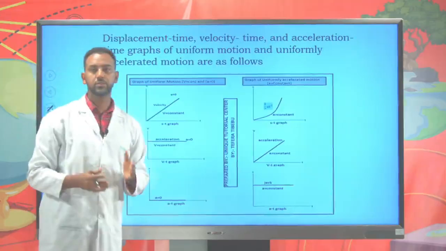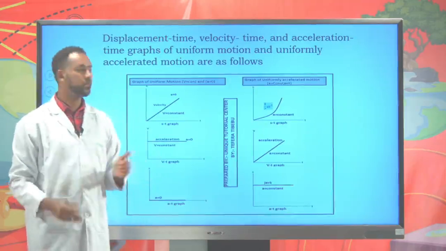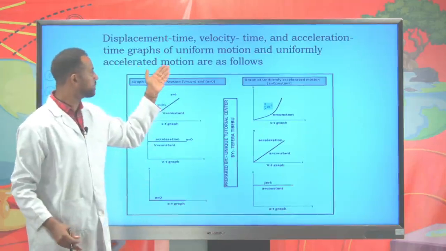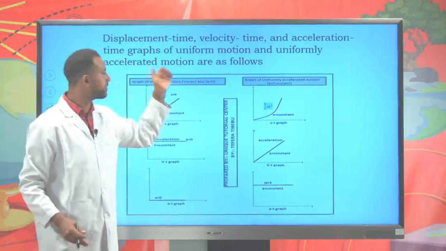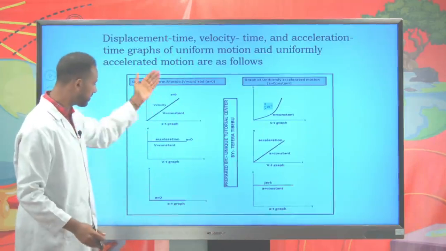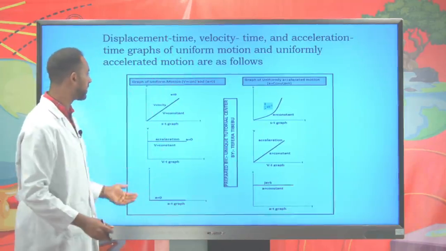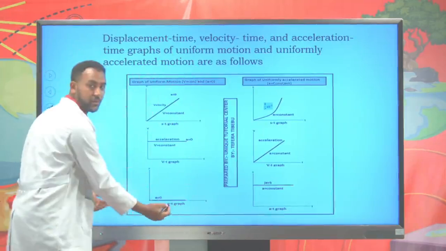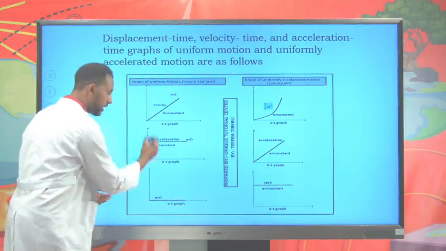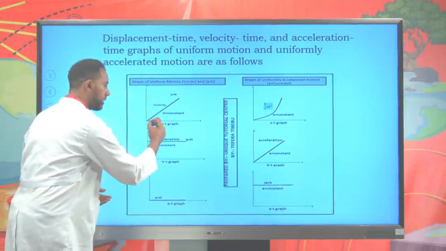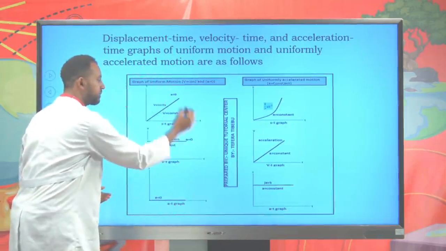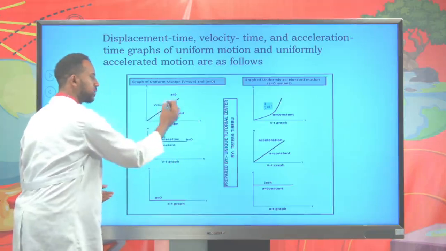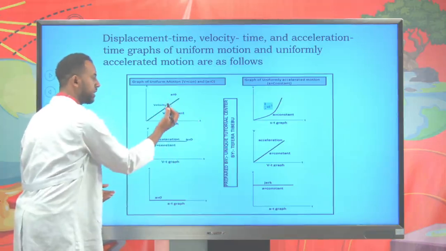It's also possible to represent motions using graphs. We have a displacement-time graph, a velocity-time graph, and it's possible to have an acceleration-time graph. So we can have such a graphical representation. For a uniform motion, we have said that acceleration is zero and the velocity remains constant. In the displacement-time graph, the slope shows us the velocity, and the slope remains constant.